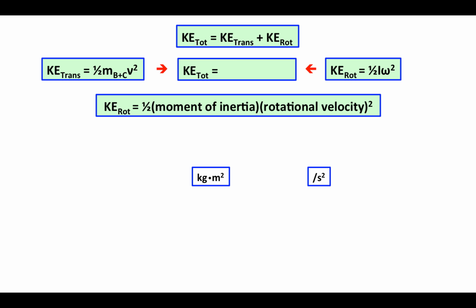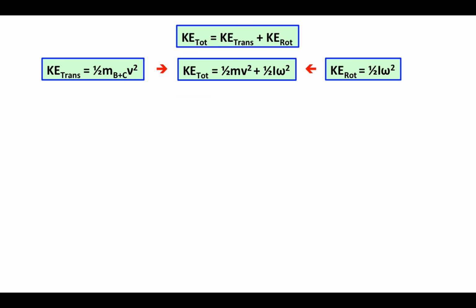Since in my calculation I'm going to be squaring the rotational velocity, I have to square the unit as well. When I combine these two terms, I get kilogram meter squared per second squared, and that is the unit of a joule. When I combine the translational and rotational components, I get that expression in the middle, but there's got to be some way I can combine those terms and simplify that a little bit. And the question is, how do I do that?